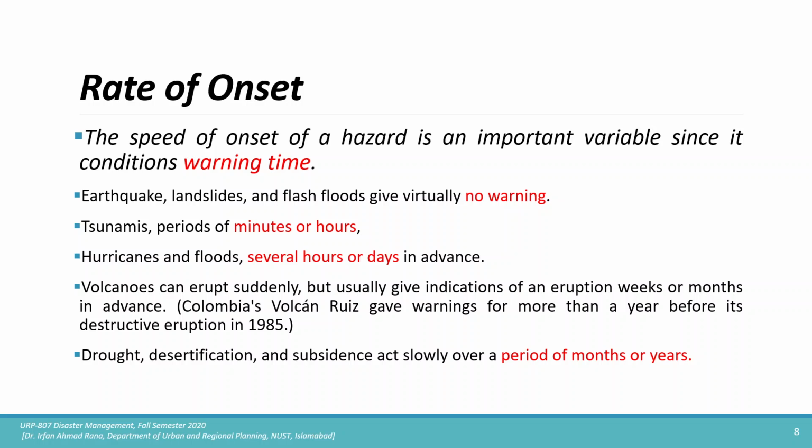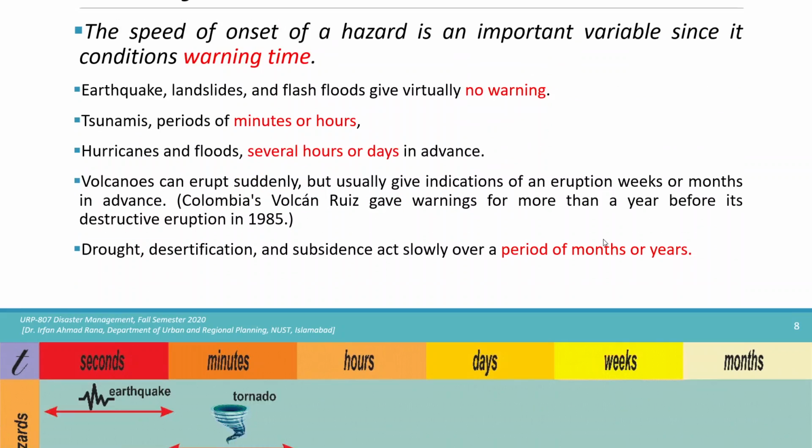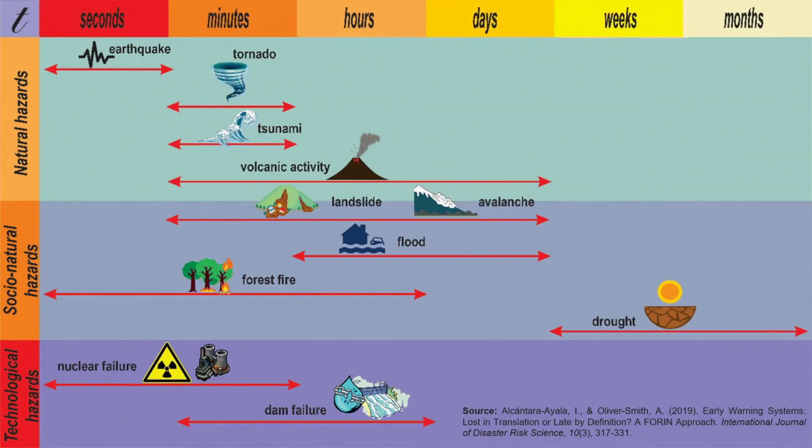Okay, and some volcanoes can erupt suddenly, but can also give a long time before they erupt. And drought and desertification generally take periods of months or even years. So here is a rough scale, or you can say a time set, of onset of different hazards in the world, which vary from seconds to minutes to hours to days, weeks and months, and maybe years as well.